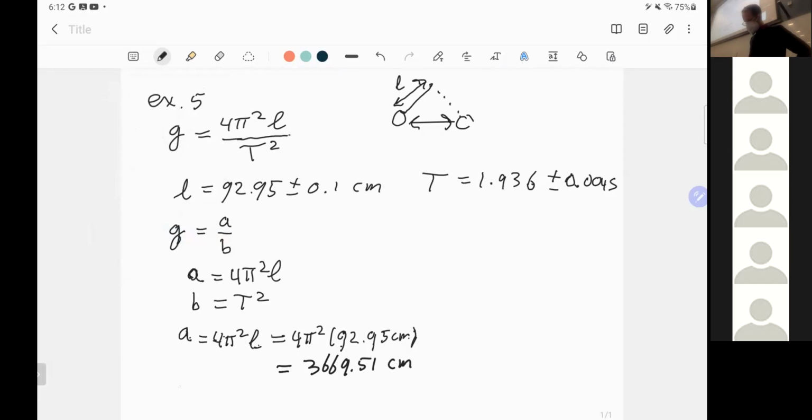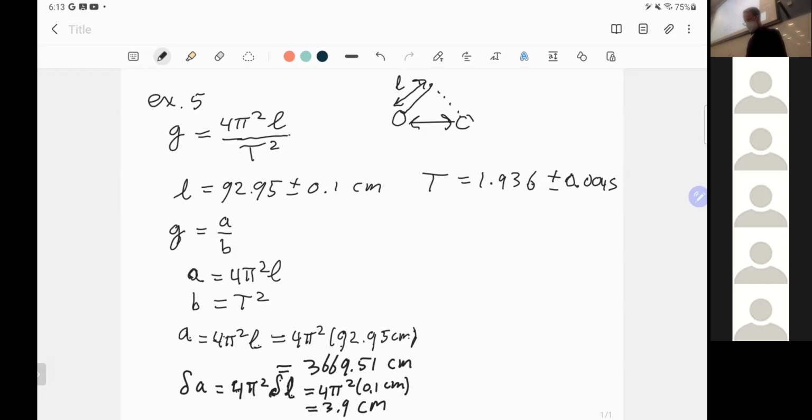And delta A then, A is just a constant times L, right? 4 pi squared is an exact number times L. So delta A is just going to be that exact constant, 4 pi squared, times delta L. That is equal to 4 pi squared times 0.1 centimeters, and the result is going to be 3.9 centimeters.